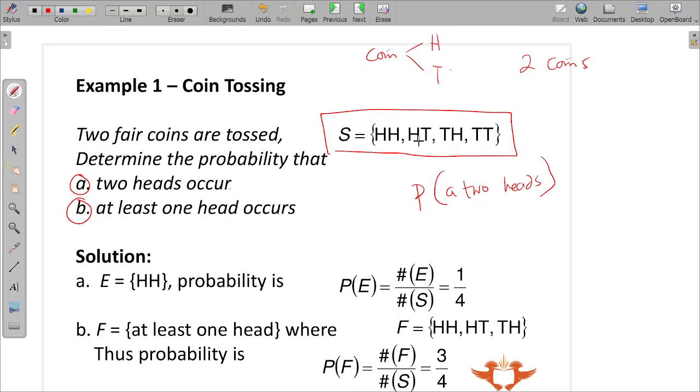First, we can find the event. What is the event of two heads? Let's call the event E, two heads.